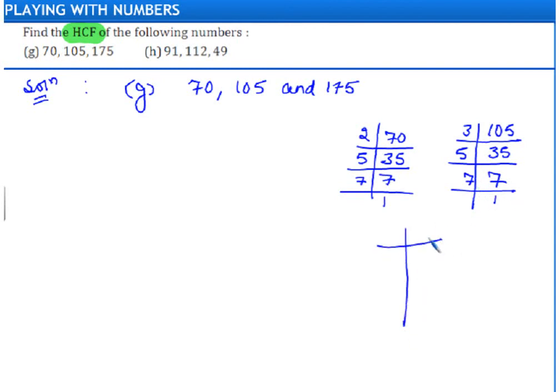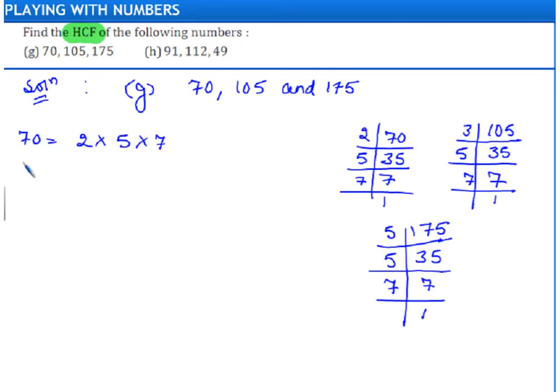Now let us find the factors of 175. Now 5 is the smallest prime number which divides 175 and 5 into 35 is 175. Again 5 is the smallest prime number which divides 35, so 5 sevens are 35 and 7 is a prime number, so 7 ones are 7. Thus 70 can be written as 2 multiplied by 5 multiplied by 7, 105 can be written as 3 multiplied by 5 multiplied by 7, and 175 can be written as 5 multiplied by 5 multiplied by 7.